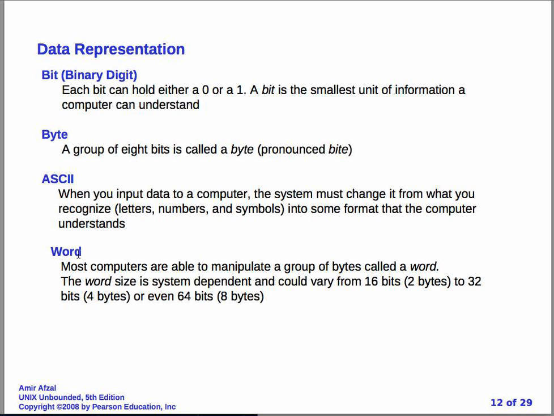A word can mean different things depending on the computer that you're using. Most of the time it will be 32 bits or 4 bytes, but it can also mean a group of 16 bits or 2 bytes of data. Some computers have the convention that a word is 64 bits or 8 bytes. Sometimes it's called a long word, some people call it a word.